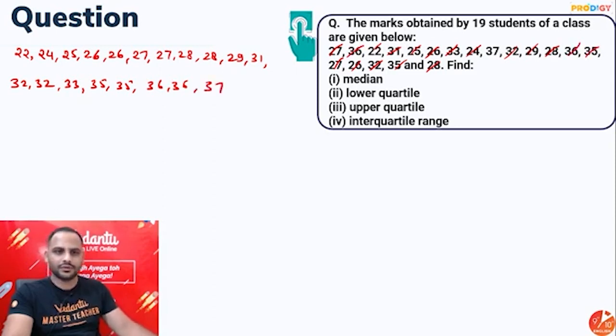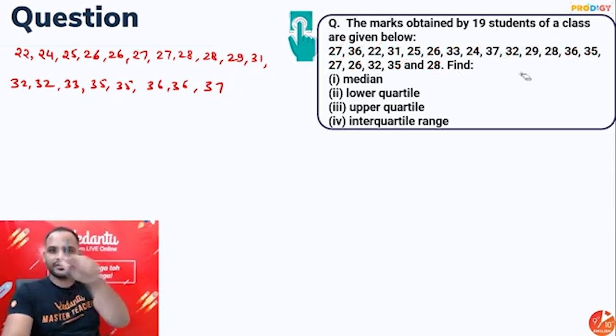So 35 done, 36 done, and then we are left with 37. So 1, 2, 3, 4, 5, 6, 7, 8, 9, 10, 11, 12, 13, 14, 15, 16, 17, 18, 19. These are your 19 values which we have written. Now for this data, we can calculate the median. Can you see how I crossed it so that I don't repeat any value again? You can use this technique.